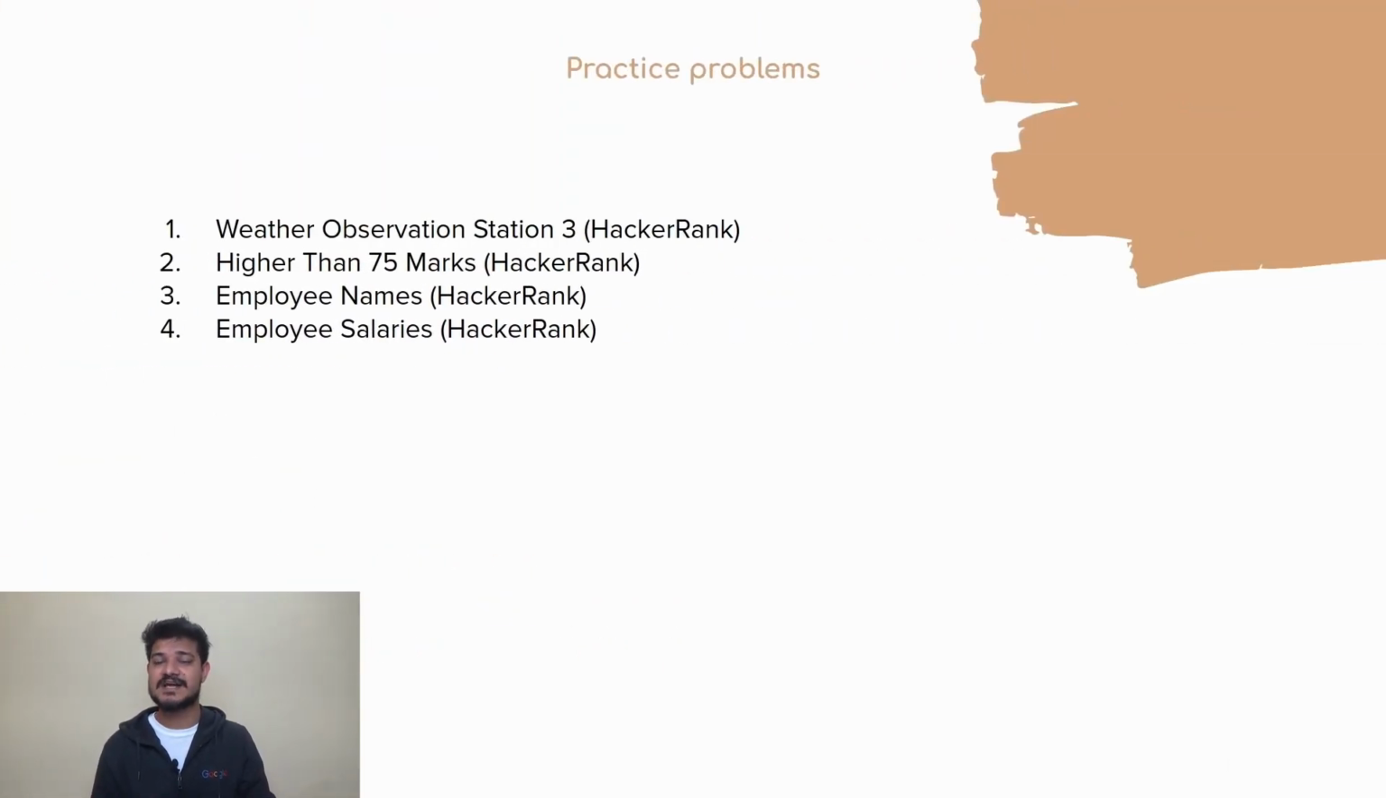You might want some practice problems. These are the practice problems. You can solve the problems Weather Observation Station 3 from HackerRank, Higher Than 75 Marks, and Employee Names and Employee Salaries. All of these problems I have handpicked so that they can be solved utilizing the same concepts that we have studied in this lecture. So go ahead and solve these problems, and I'm very confident that you will be able to solve all of these yourself. And if you are stuck somewhere, don't worry, we are going to solve these problems together later in the other lectures, when I will be providing the editorial for these problems also.